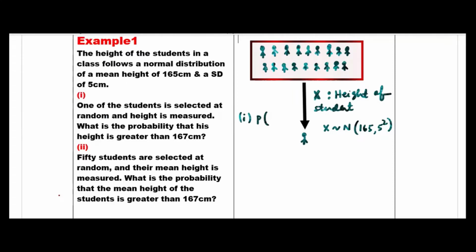I will just replace X by X bar. That is the only thing. If I write this, it is X1 plus X2 plus up to X50 divided by 50 greater than 167. Can you do this problem? All are normal distribution, all follow normal distribution, that's fine. But then it's very tough to find, it's very tough to do this kind of a problem, right?